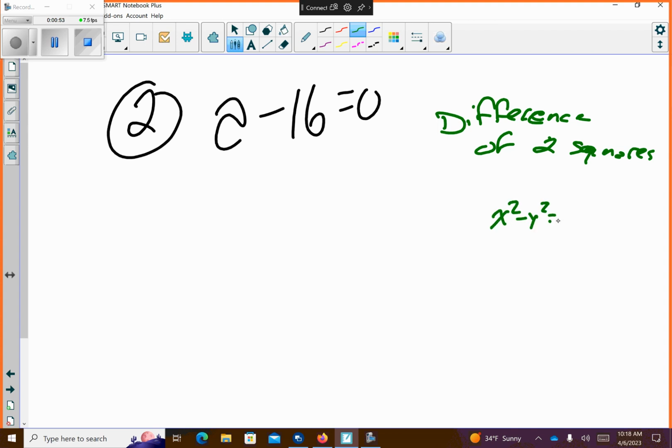If you have two perfect squares, you're going to have x and y offset by a positive and a negative. This is a squared minus 16. So this is a perfect square, and this is a perfect square, and this is a subtraction. So this is the difference of two squares. So I'm going to get a plus 4 and a minus 4 to factor. Remember we did that at some point? I hope.